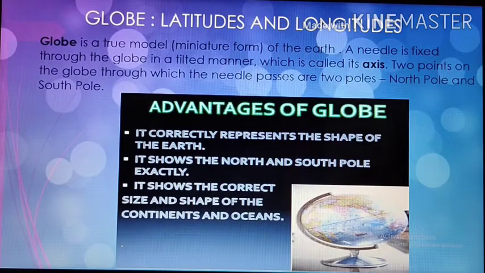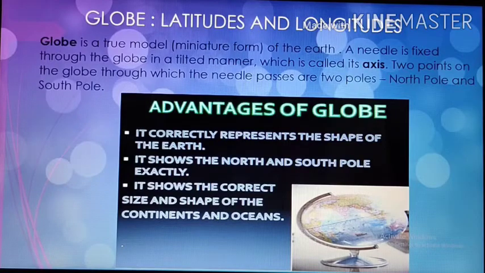Now you will see that a needle is fixed through the globe in a tilted manner, which is called its axis. Two points on the globe through which the needle passes are the two poles, that is the North Pole and the South Pole. The globe can be moved around this needle from west to east just as the earth moves. But remember, there is a major difference. The real earth has no such needle. It moves around its axis, which is an imaginary line.